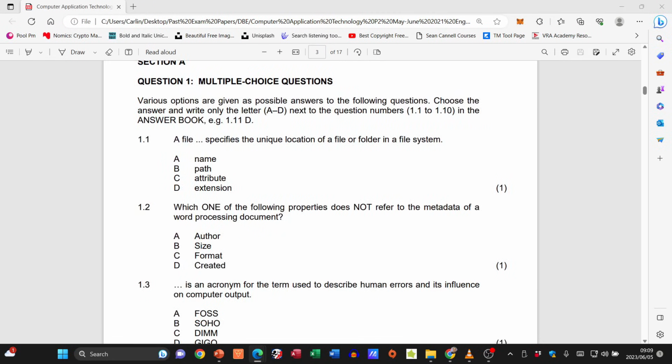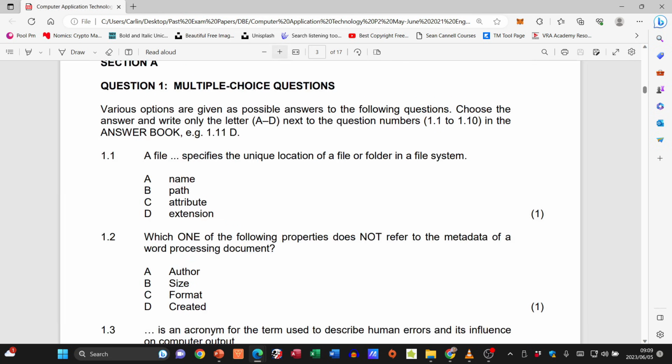So section A dealt with multiple choice questions. Let's go through these questions one by one. Obviously here with multiple choice, you are only selecting one of these. Please don't put A or B or A and C. You won't get the mark, okay? You only need to choose one.